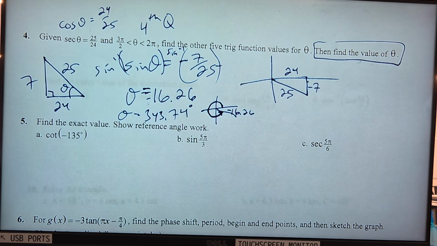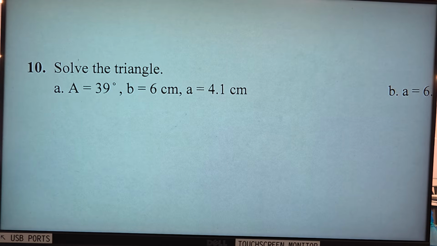So guys, try 10A. What's 10 all about? What's 10 going to use? Law of sines or law of cosines. How do you determine which one you can use? How do you determine which law to use? What's the law of sines? Can somebody tell me what the law of sines is?